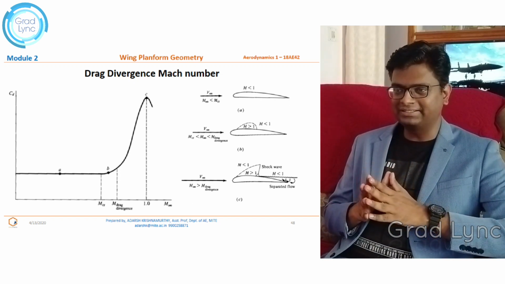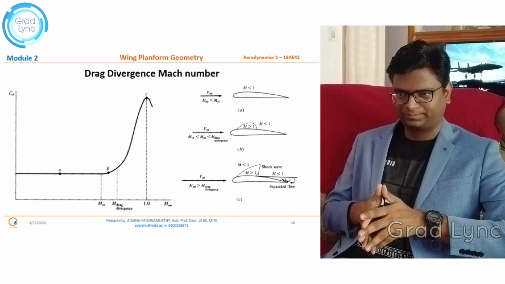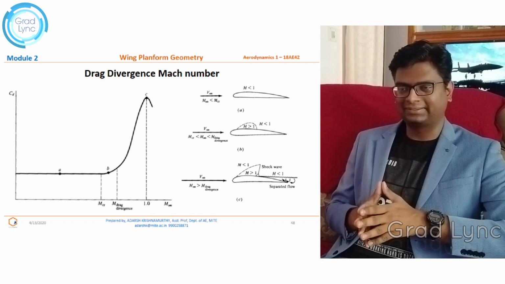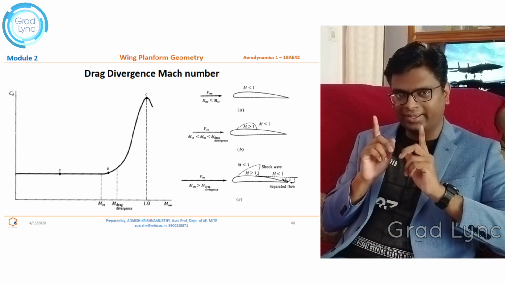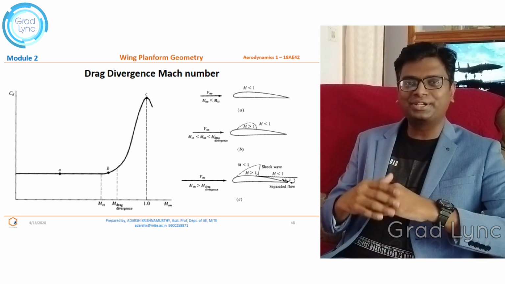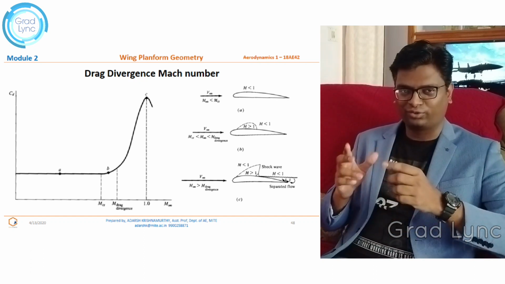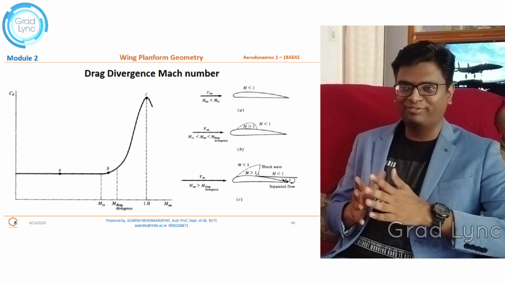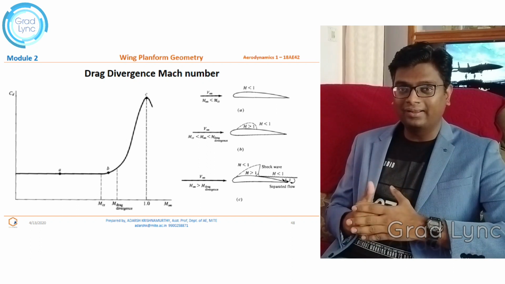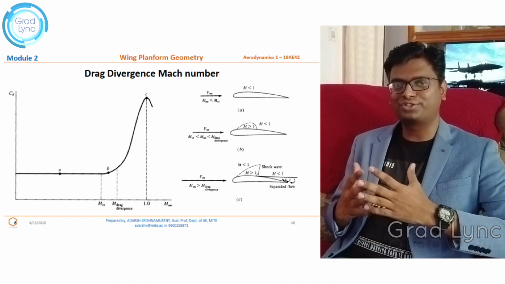Figure B represents a free stream Mach number greater than the critical Mach number, but less than some other Mach number. We will discuss what that Mach number is. But because the free stream Mach number is greater than the critical Mach number, there exists a region on the airfoil surface where the Mach number is greater than 1, right? So that area is clearly shown in figure B. Now if I still exceed the Mach number beyond the drag divergence Mach number, then that results in the generation of shock waves.